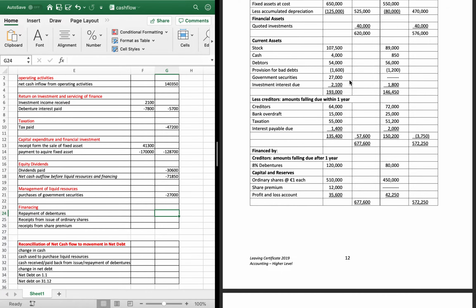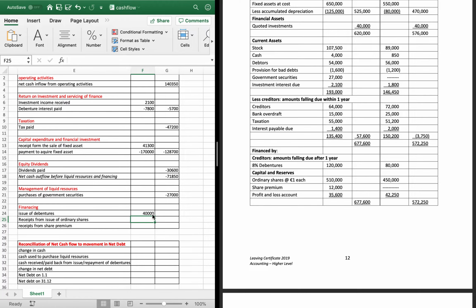Okay, and the last thing is financing. Financing looks at our finance by. So you can have a repayment or an issue of debentures. A repayment of debentures is when debentures goes down. So if this went from 80 down to 40, that would be a repayment of debentures. An issue of debentures is when debentures go up. You've taken on more loans. So in this case, we have taken on a 40,000 loan. So if you take on 40,000 of a loan, your cash goes up.